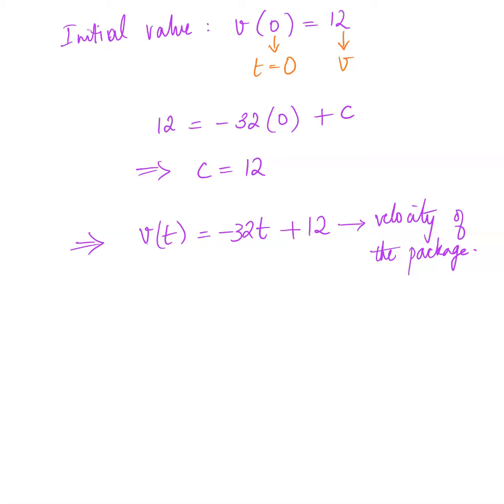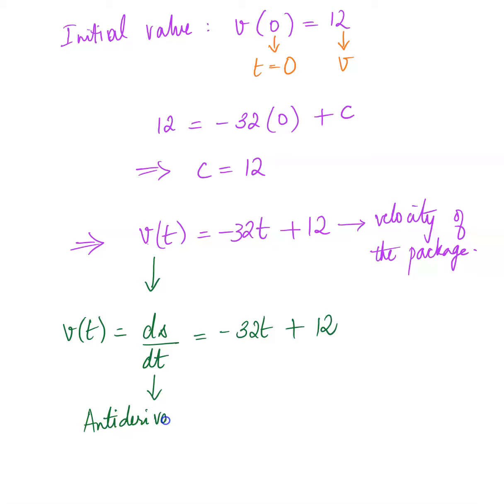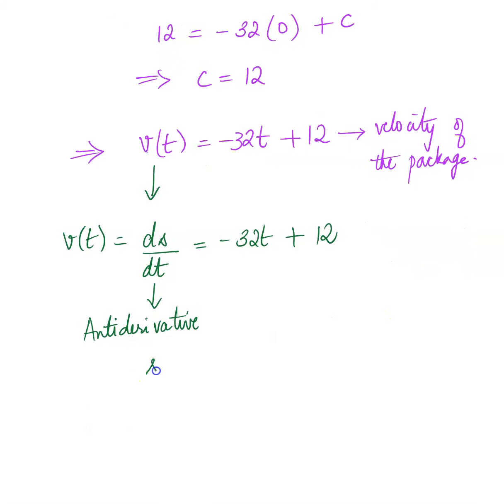This is going to be interesting. So, you know, v of t is the same as ds over dt. Right? It's the derivative of the position. So that's negative 32t plus 12. So you need to take the antiderivative. So it is a double iteration process. Antiderivative of this would be s, which is negative 32. Keep that as it is.